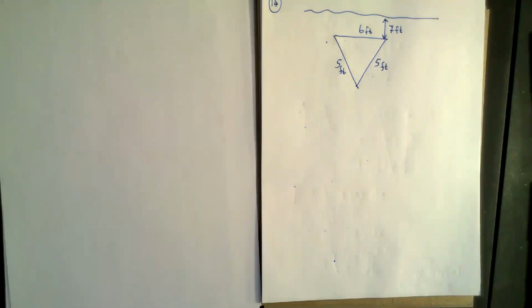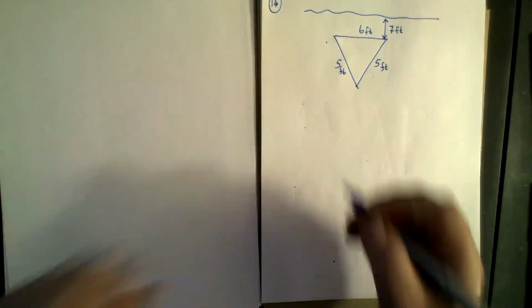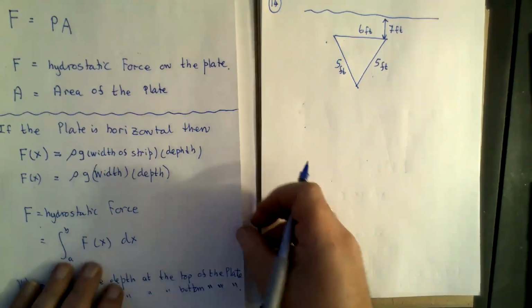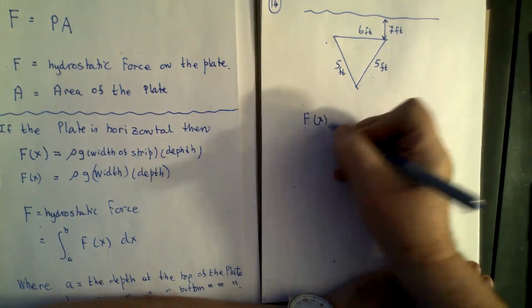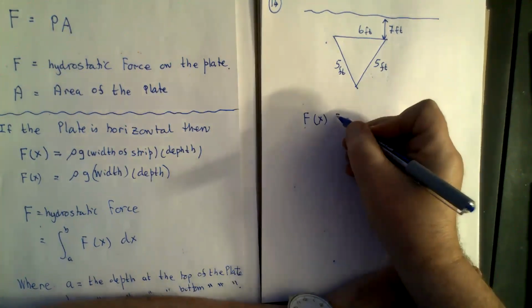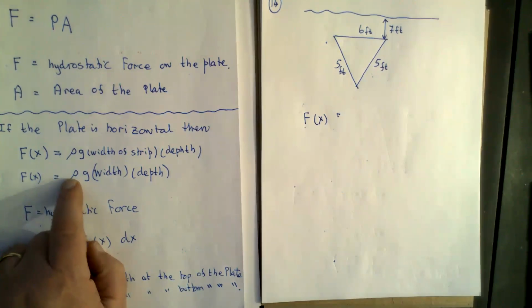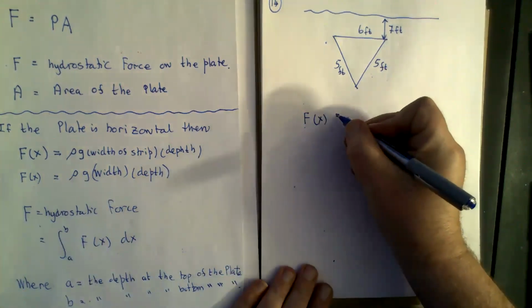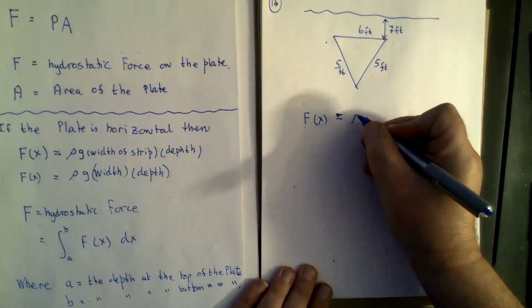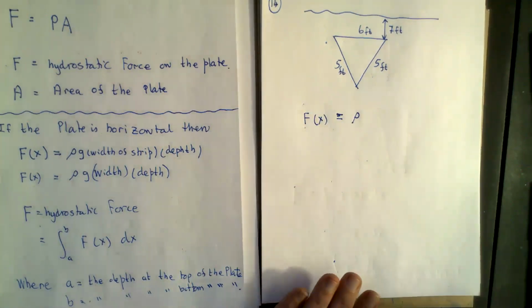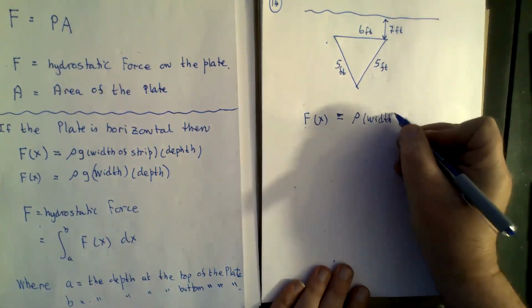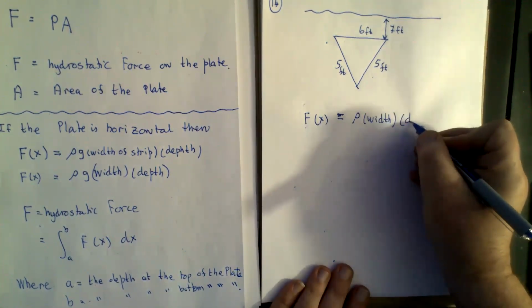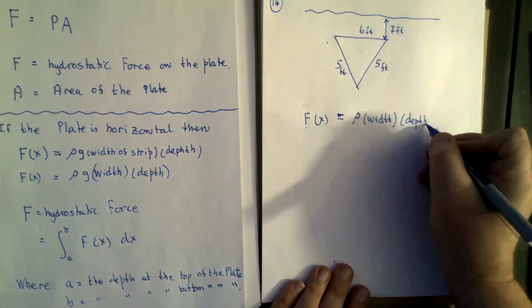So we have to figure out here the force function. The force function changes when you're using feet. It's no longer rho times gravity. It's just the density, rho, followed by the width of a strip and the depth of the strip.